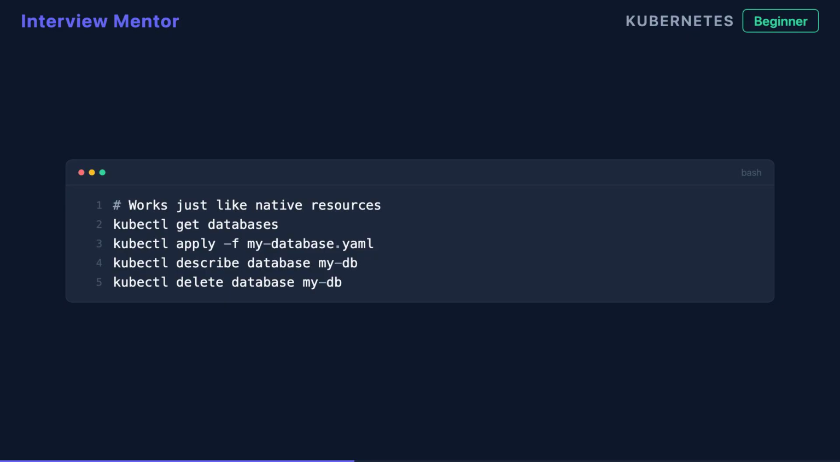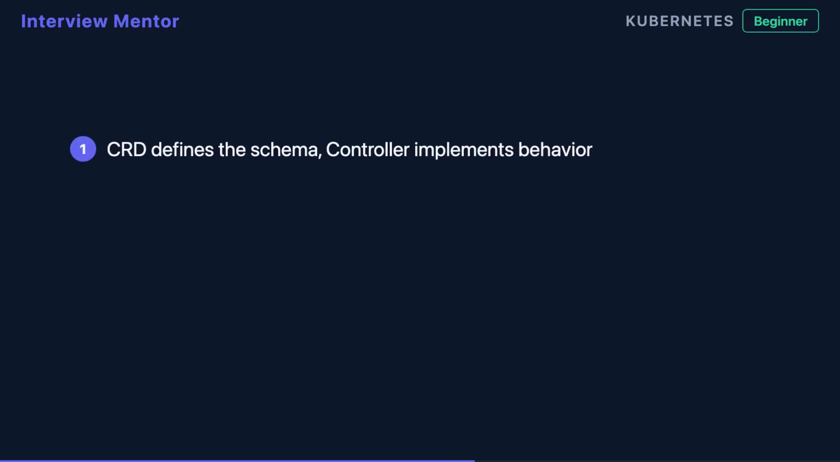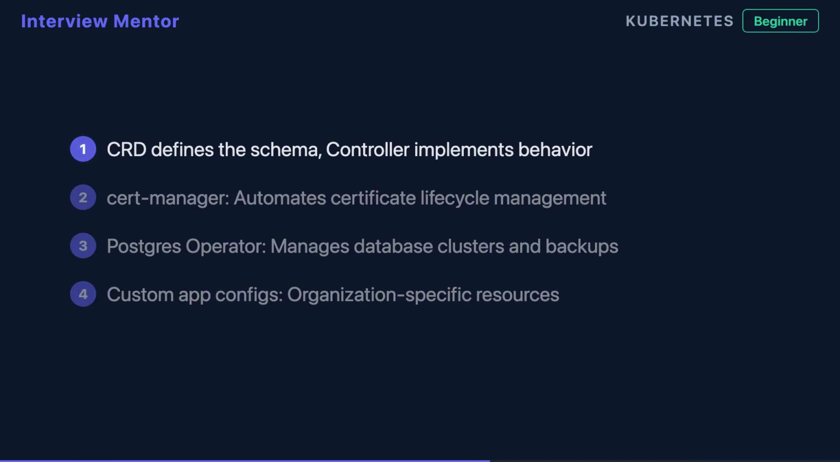CRDs follow all the standard Kubernetes API conventions. That means once you define a CRD, you can use kubectl to create, read, update, and delete your custom resources exactly like you would with pods or services. You get all the familiar commands like kubectl get, kubectl apply, and kubectl describe working with your custom resource types out of the box. But CRDs really shine when paired with controllers or operators.